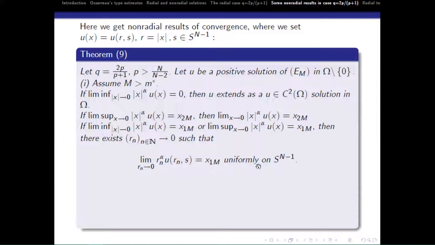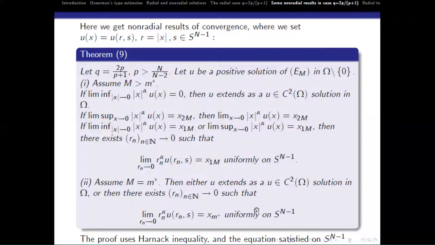In the case m is m star, we have a better result because we can prove that either u extends as a C2 solution, or there exists r_n such that this holds uniformly on the sphere. The proof uses the equation satisfied on the sphere and our Markini problems. We have not completely solved the problem of convergence.